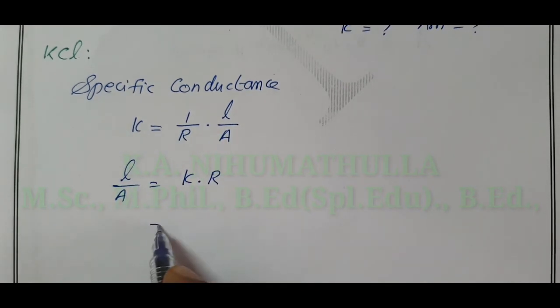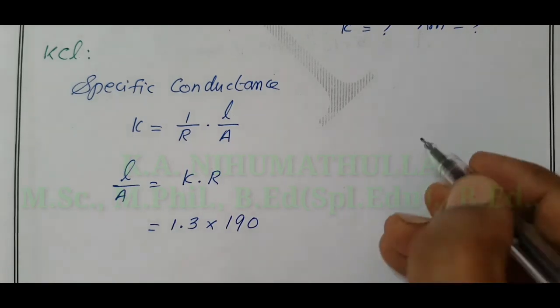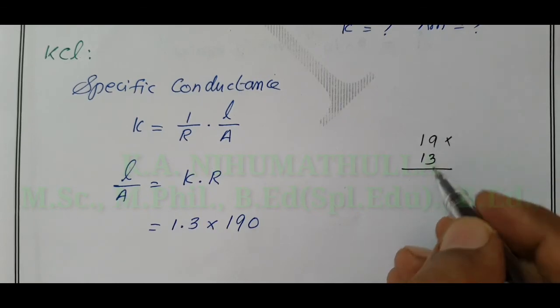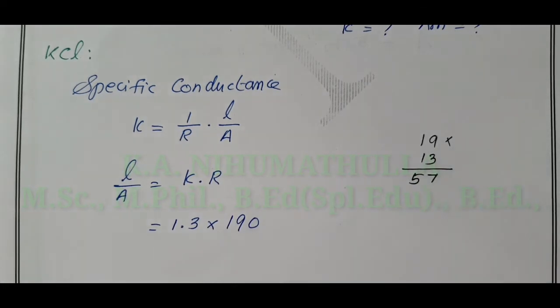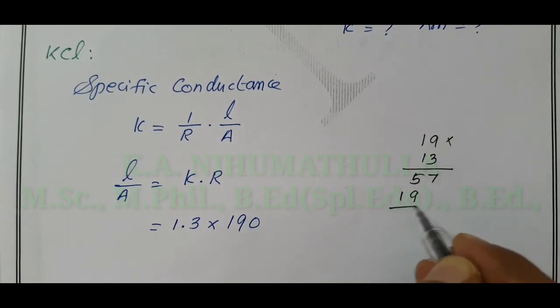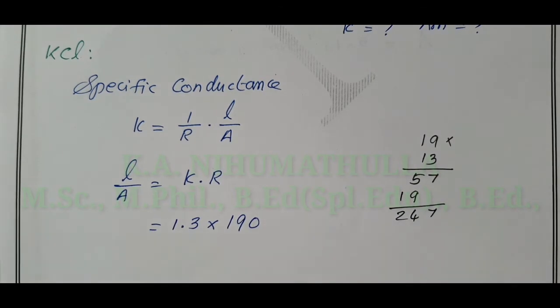What is the kappa value? 1.3 into the R value, which is 190 ohm. We can multiply these two. 19 into 13: 3 into 9 are 27, remaining 2; 3 into 1 equal to 3, 5, so 57. 1 into 9 is 9, and 1 into 1 equal to 1. When we add, 7, 14, 2. So what is the answer here? 247. What is the unit of cell constant? Meter power minus 1. This is L by A.